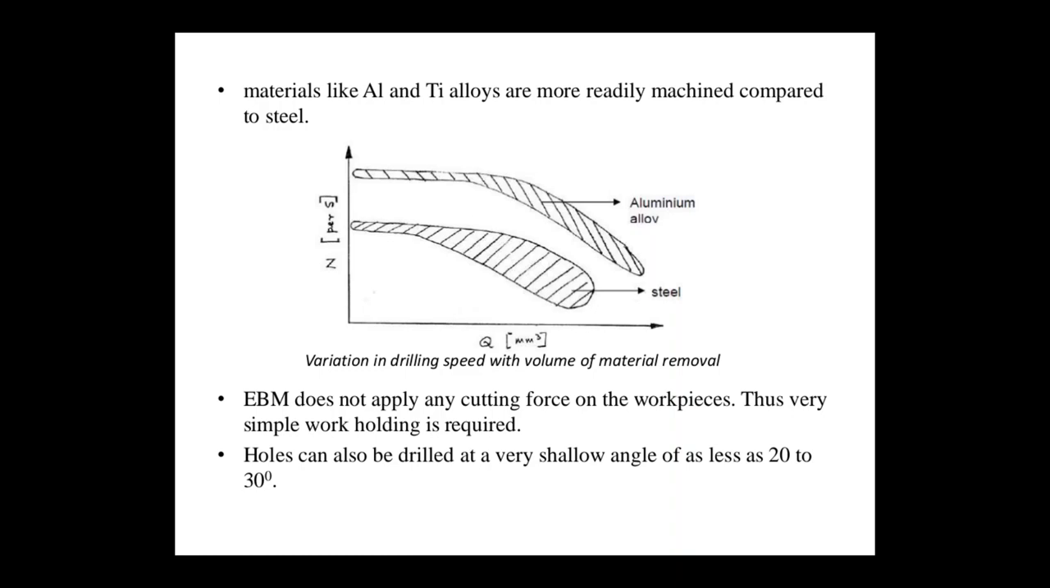So here I have shown the figure which describes the variation in the drilling speed with volume of material removed. Materials like aluminum and titanium alloys are more readily machined compared to steel. EBM does not apply any cutting force on the workpiece, thus very simple work holding is required. Holes can also be drilled at a very shallow angle of less than 20 to 30 degree.